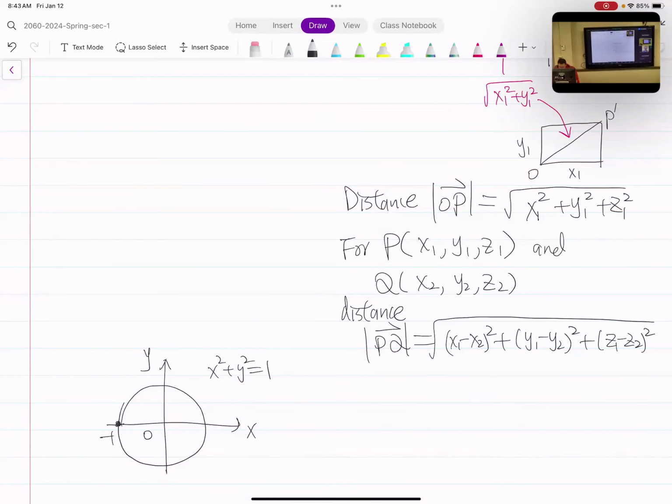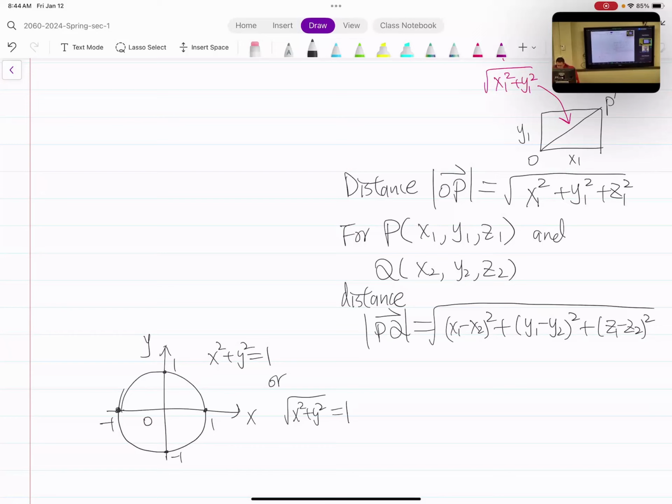So this is going to be an intercept of -1 and 1 on the x-axis, and intercepts of -1 and 1 on the y-axis as well. So we know this is a circle. We know the distance from any point on the circle to the origin is 1, because you can always write this sum of squares under the radical, right? So if x squared plus y squared is 1, then the square root of that is also 1. Right?